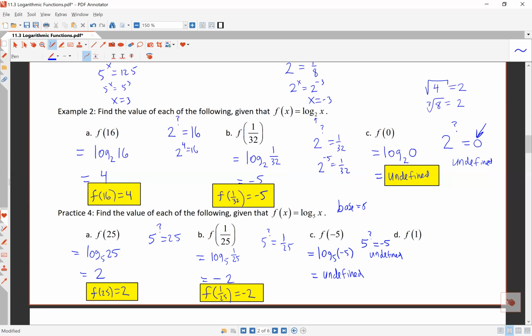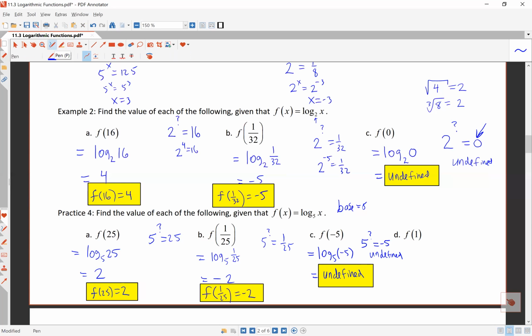So you can't have a 0 in a log, and you can't have a negative in a log. They turn out to be non-real numbers. So we're setting up the domain of a logarithmic function. The numbers you can plug into a log are greater than 0. Not less than or equal to 0, greater than 0. So that's the domain of our logarithmic functions.